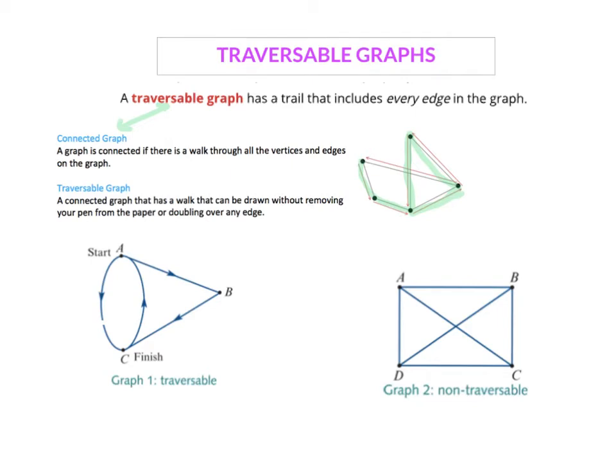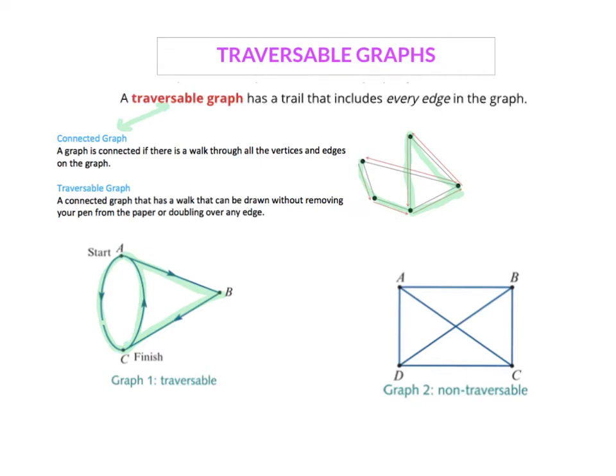So if I look over here, you're going to watch me. I'm going to go through it with the highlighter. So I can go down there along that edge, up here, down to B and down to C. So I've gone to every vertex and I've touched every edge, but I haven't doubled over.